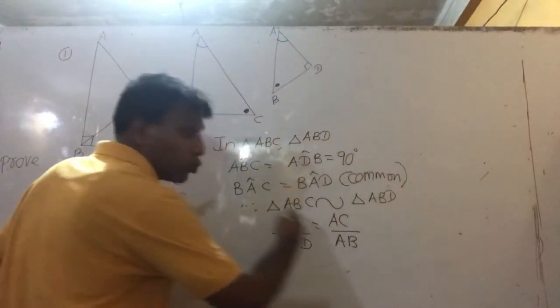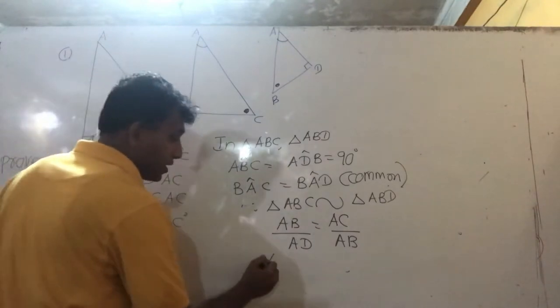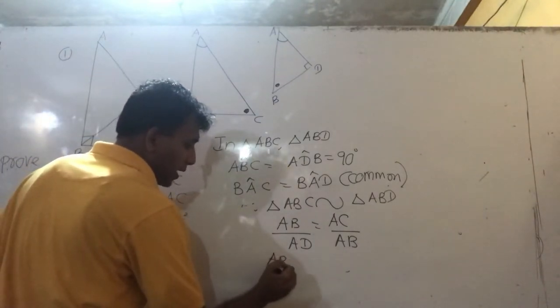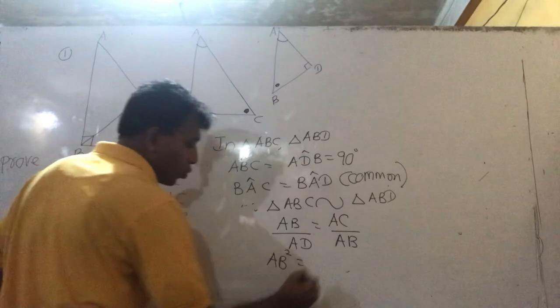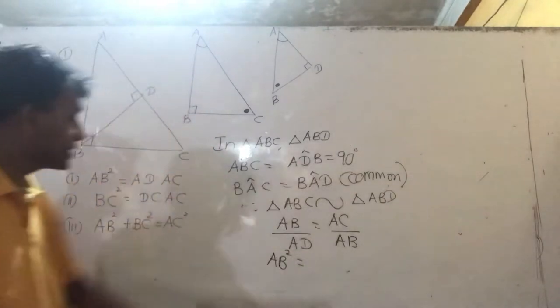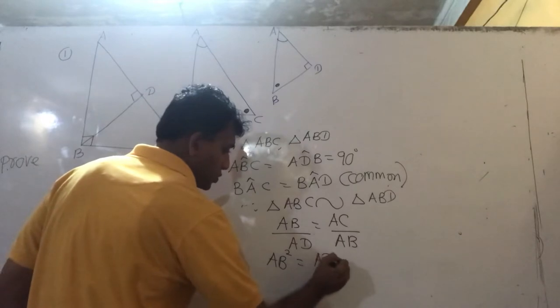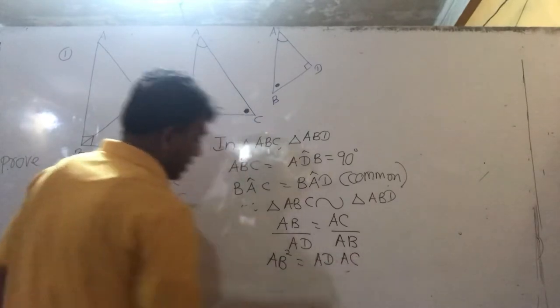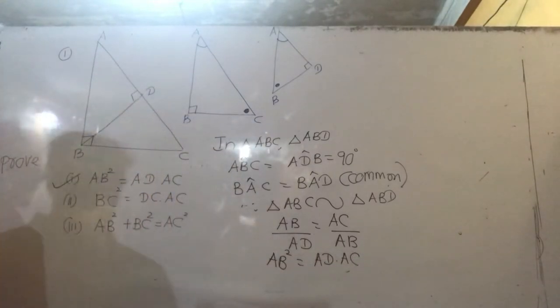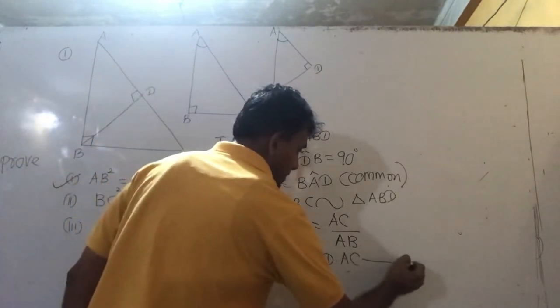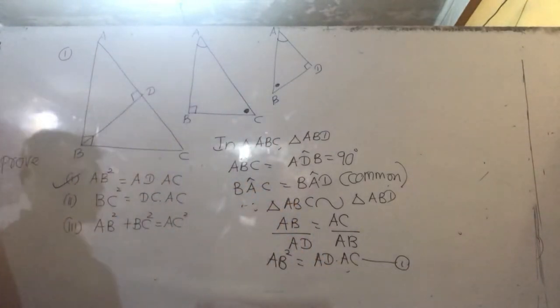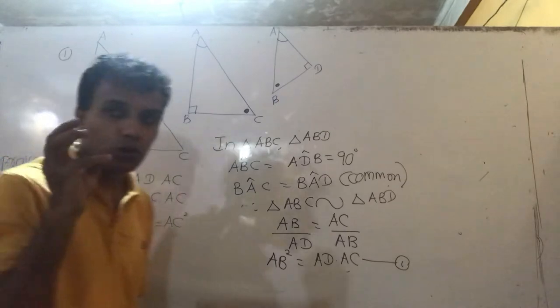AB into AB, what is that? AB square equal. AD multiplied on that side. What is that? AD into AC. Okay. It's the first part answer. I take this as the first equation. I hope you understood properly, very clear.